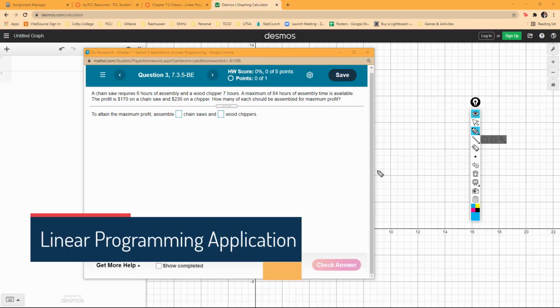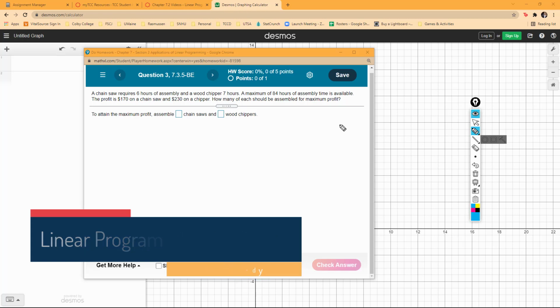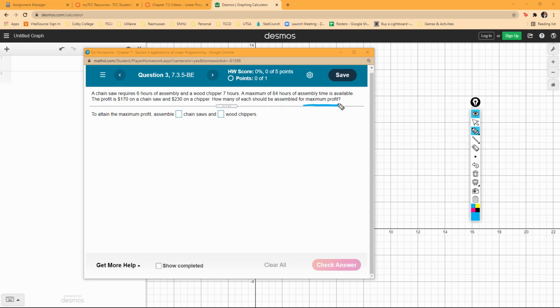Okay, let's see if we can solve one of these linear programming applications, where in this case we're looking to maximize profit. We have been given some information that we have chainsaws and wood chippers, and we have a maximum of 84 hours of assembly time total available, and the chainsaw requires 6 hours, wood chipper requires 7 hours.